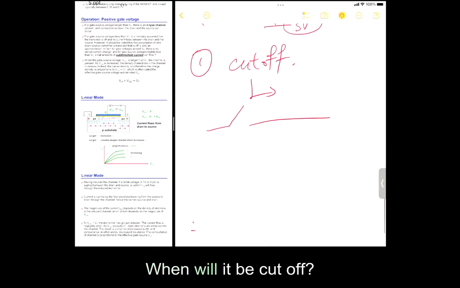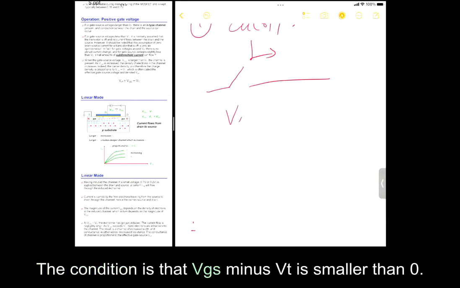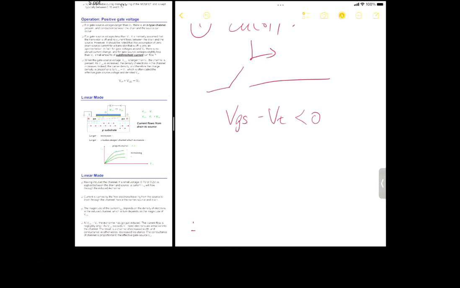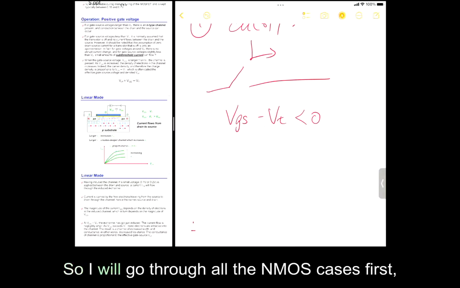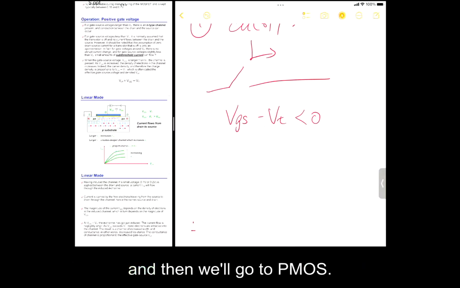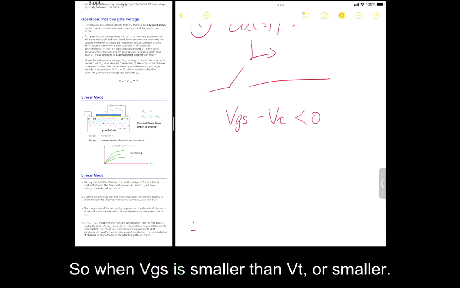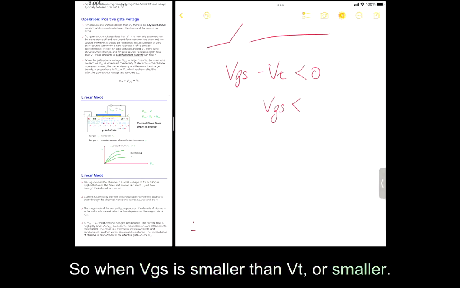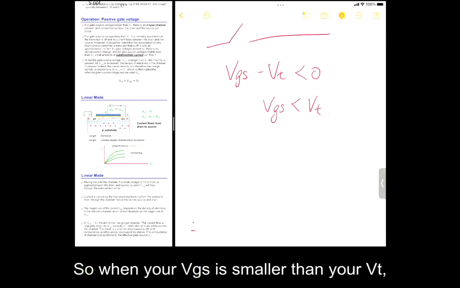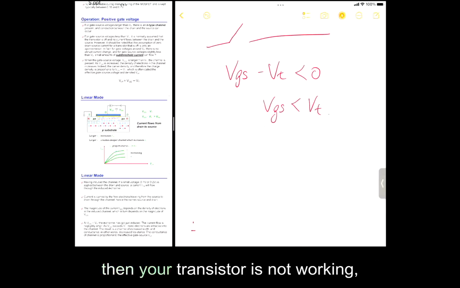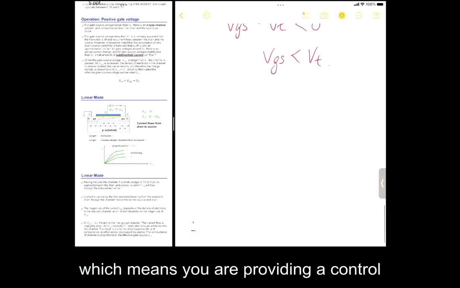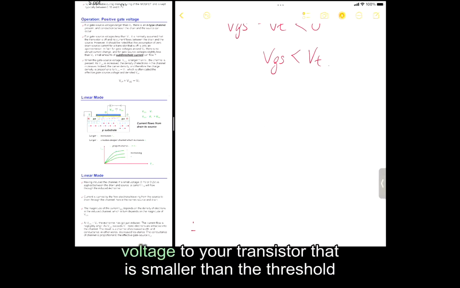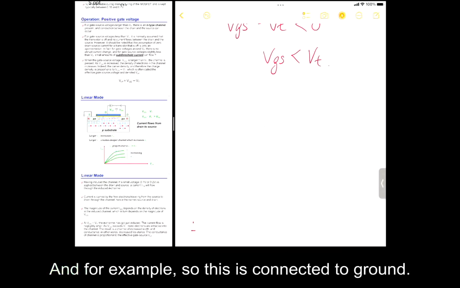When will it be cut off? The condition is that VGS minus VT is smaller than 0. That is for your NMOS. I will go through all the NMOS cases first, and then we'll go to PMOS. So when your VGS is smaller than your VT, then your transistor is not working, which means you are providing a control voltage to your transistor that is smaller than the threshold voltage.